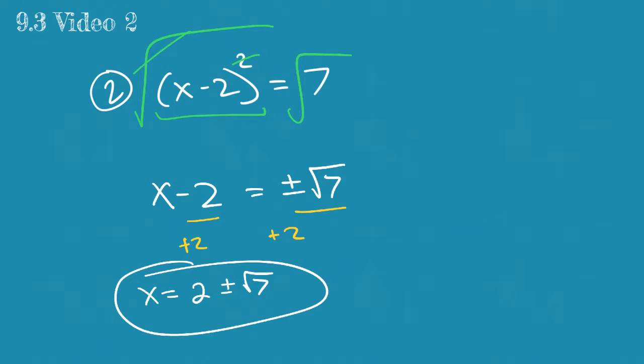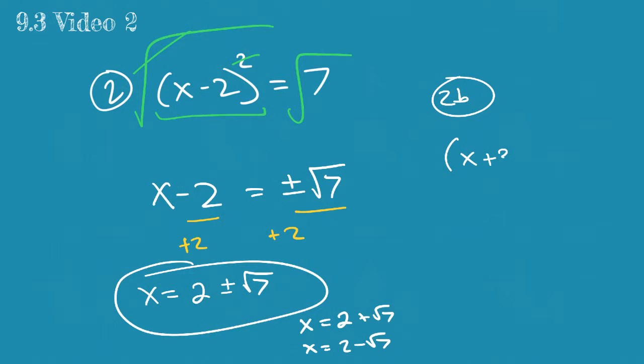If you wanted, and we won't ever do this, what this really means is my two answers are x equals 2 plus root 7 and x equals 2 minus root 7. But we can shorthand it by using the plus or minus symbol. So let's do a second problem here, 2b, just to make sure we get the hang of this. x plus 3 squared equals 17.